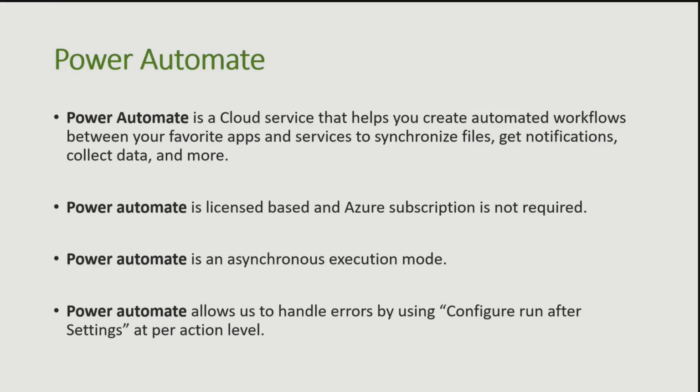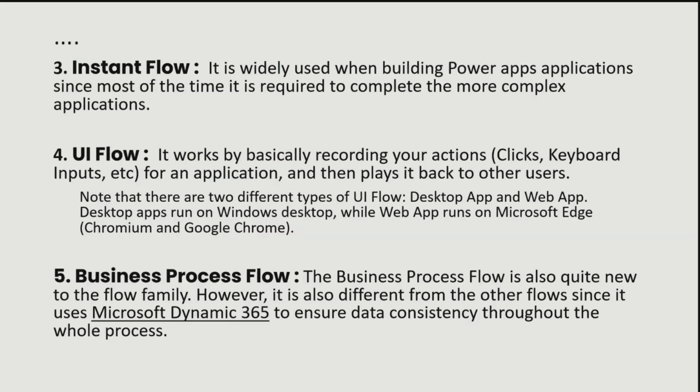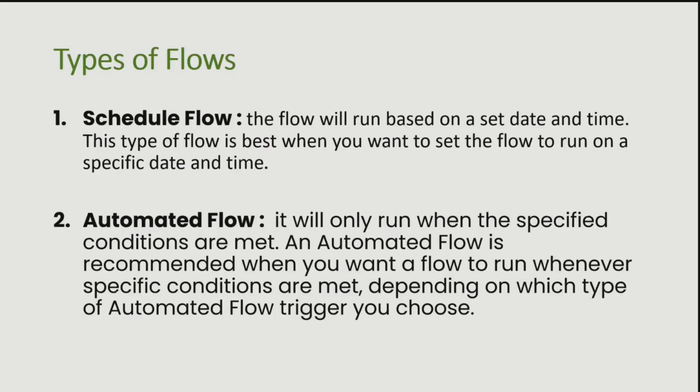Basically, Power Automate is asynchronous. Whenever we are working in Power Automate, we do not need any Azure subscription. We can use the existing license. Power Automate is a collection of triggers and actions. We have error handling at each action by using configure run after, with four types of settings: is success, is failure, is skipped, and timeout. And we have five types of flows: schedule flow, automated flow, instant flow, UI flow, and business process flow.